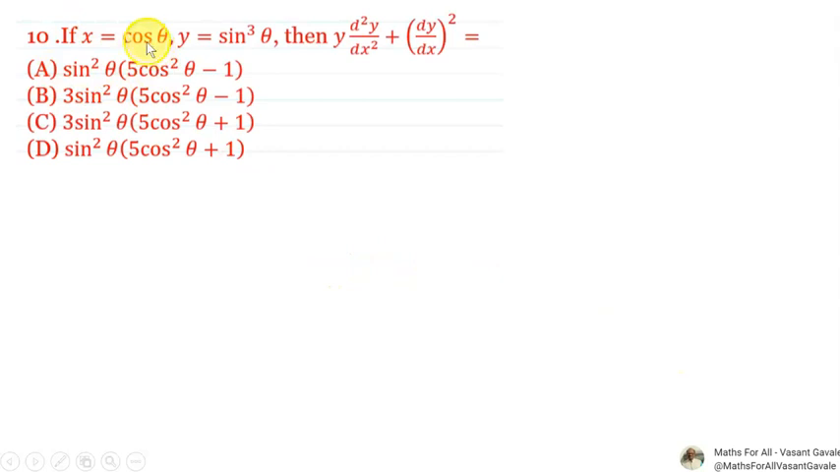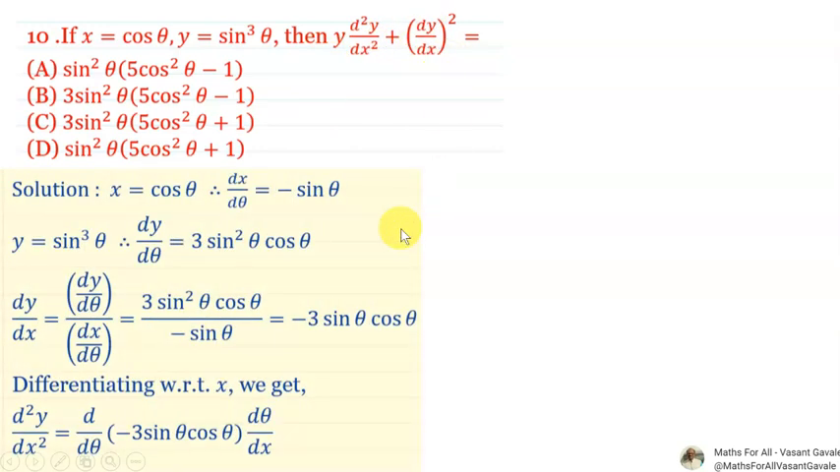If x is equals to cos theta, y is equals to sin cube theta, then y into d2y by dx square plus dy by dx bracket square is equals to, first x is equals to cos theta, then dx upon d theta is a minus sin theta, y is equals to sin cube theta, dy by d theta is a 3 sin square theta into cos theta, dy by dx is equals to dy by d theta into d theta upon dx. The value substitute करणार, 3 sin square theta into cos theta upon minus sin theta. Sin theta त्या ठिकाणी कट होणार, minus 3 times sin theta into cos theta.